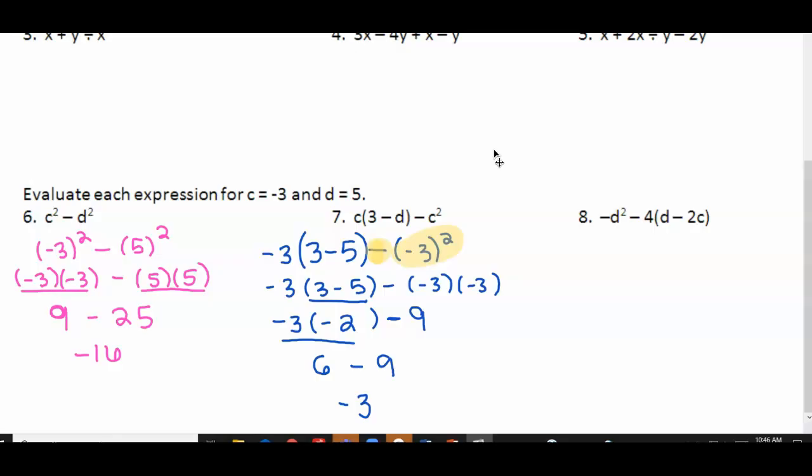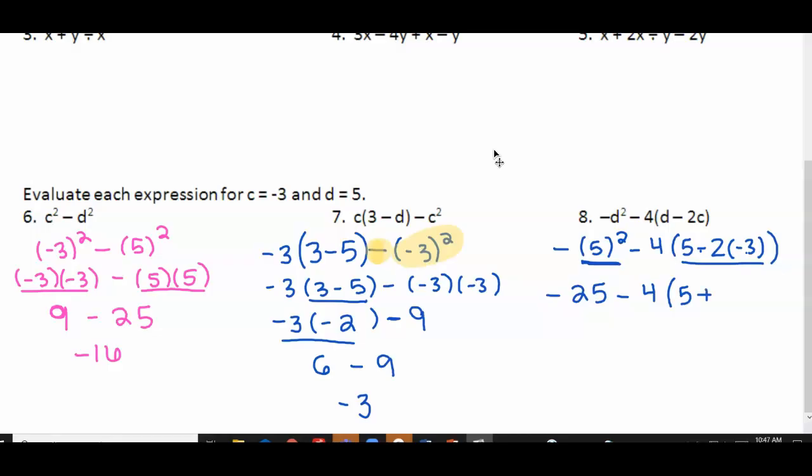In number 8, it's negative 5 squared minus 4 times the quantity 5 minus 2 times negative 3. So order of operations says we square first. That negative is on the outside, so it's a negative 25 because you're squaring 5, which is positive. Minus 4, clear up inside your parentheses. So it's 5, and a negative 2 times a negative 3 is a positive 6.